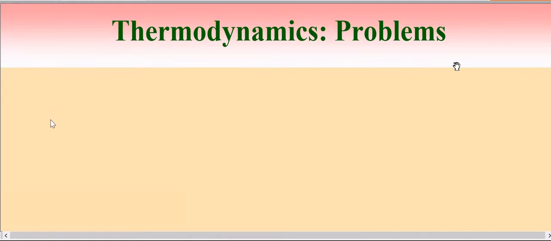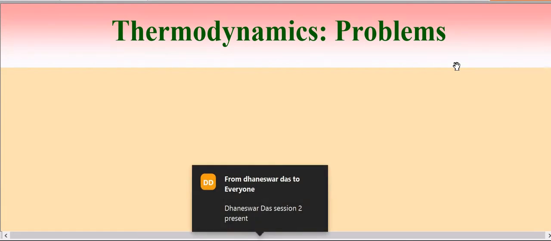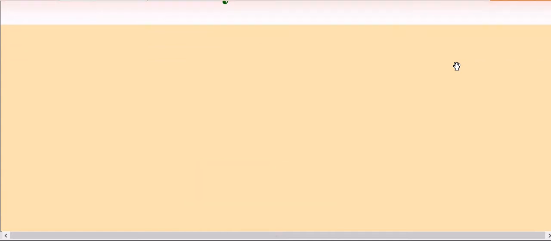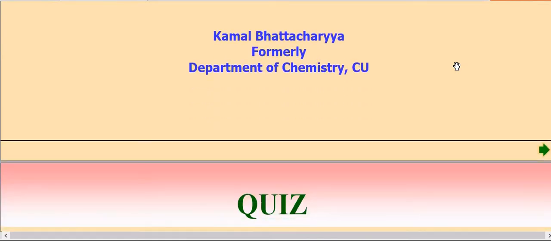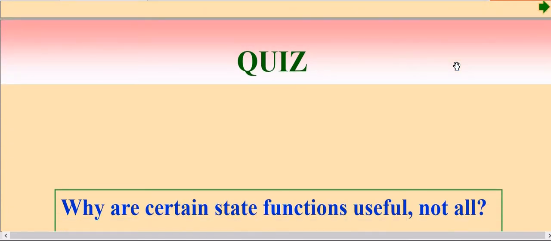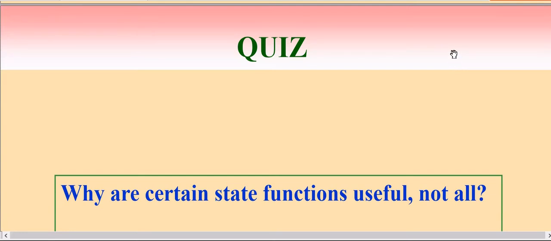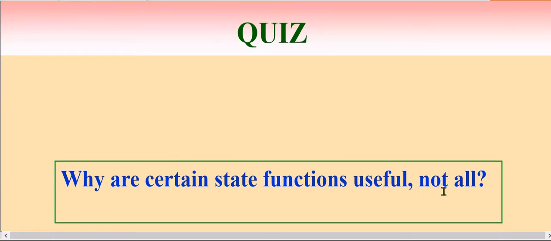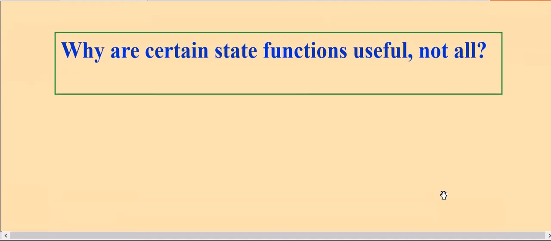So today we shall discuss Savarnin's problems, and of all the problems I had thought out, the first one will be the point that was raised yesterday. Why? So it's sort of a quiz. So this quiz: why are certain state functions useful? Not all. So the point is this, that you can really form many state functions, but all of them are not useful. Then why? Why are certain state functions useful? Not all. Okay.